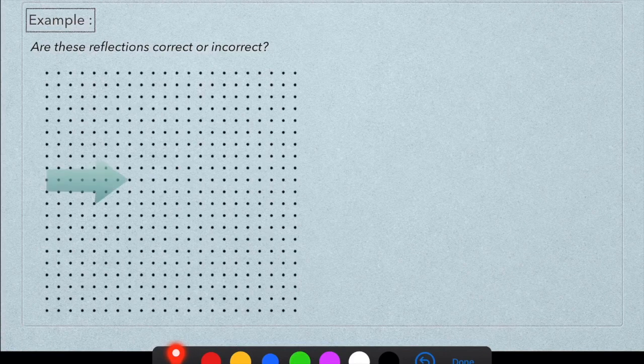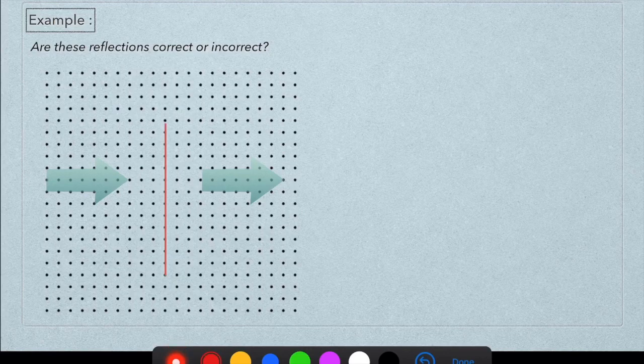Are these reflections correct or incorrect? And we need a reflection line. This is the reflection. Can you tell me, please, is it correct or incorrect? Take your time. Okay, so this is one of the other major problems that the students have, and this is a mistake that they make most of the time.